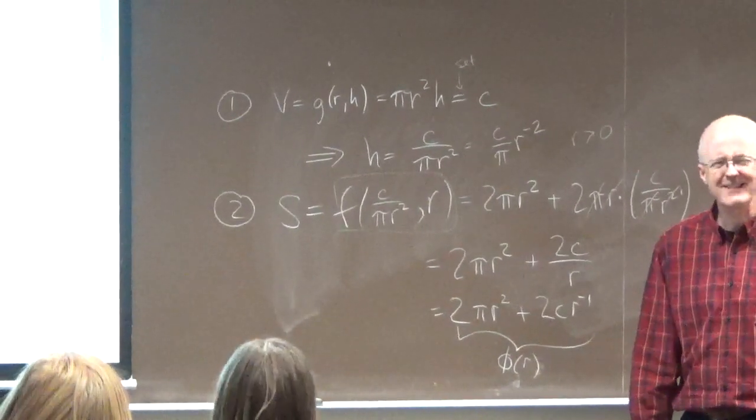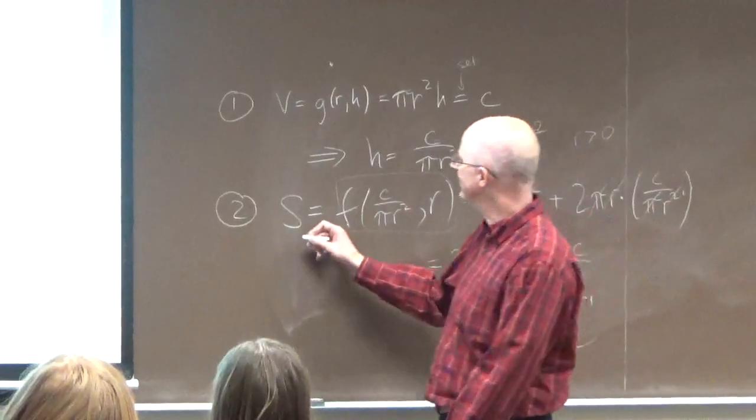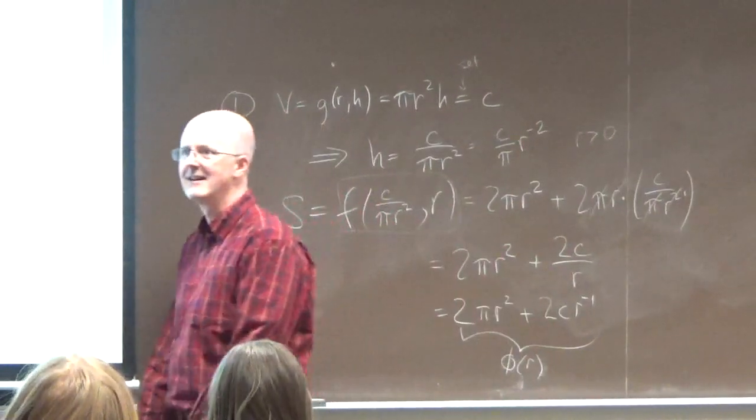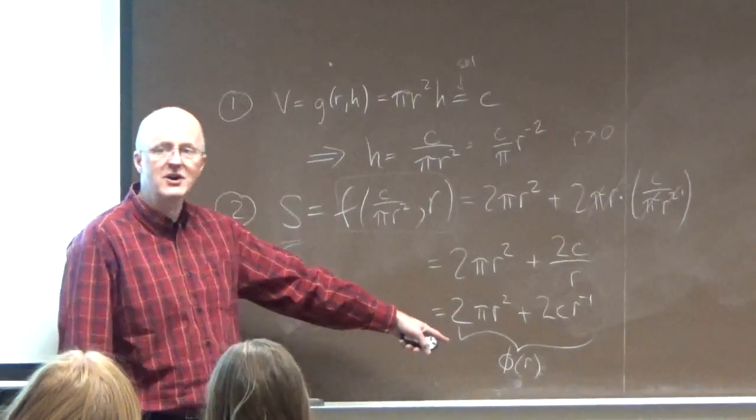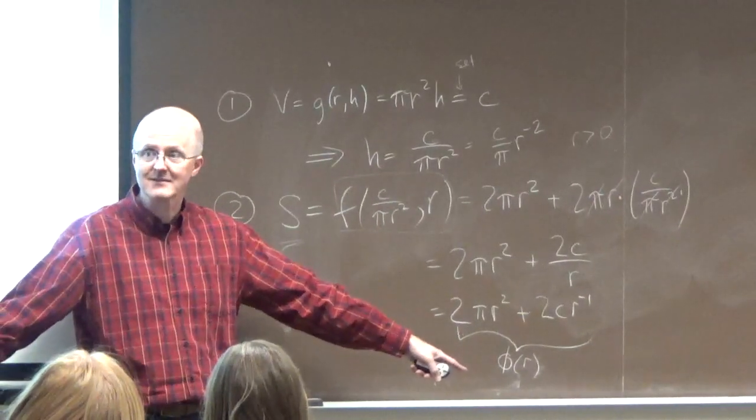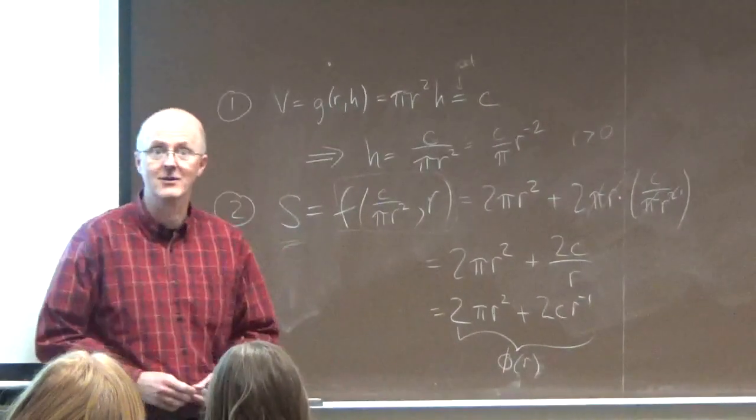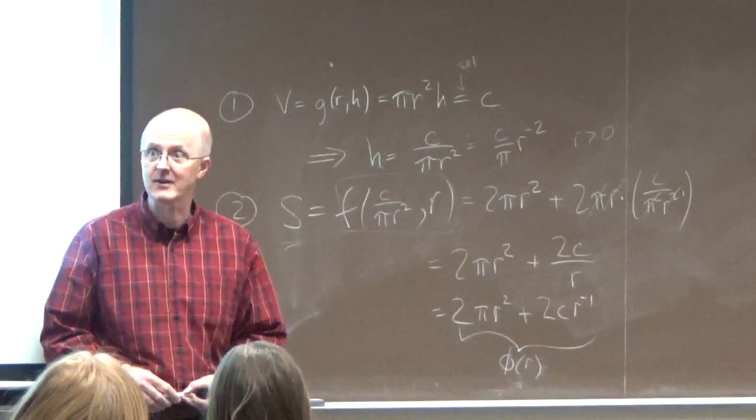What are we trying to do here? We're trying to minimize the surface area. We've got it written as a function of r when we know the volume's constant. A function of just a single variable. One variable calculus, not multivariable calculus.